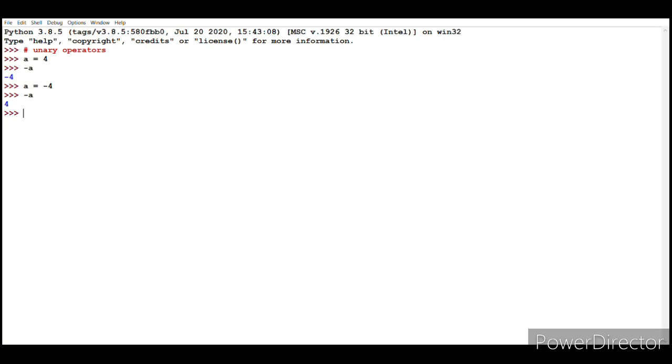The last type of operators is the unary operators. We have a variable a and it has a value 4. We are printing it using minus a, that means the output will be minus 4. Now we change a and its value is minus 4. So minus a, the output will be 4.